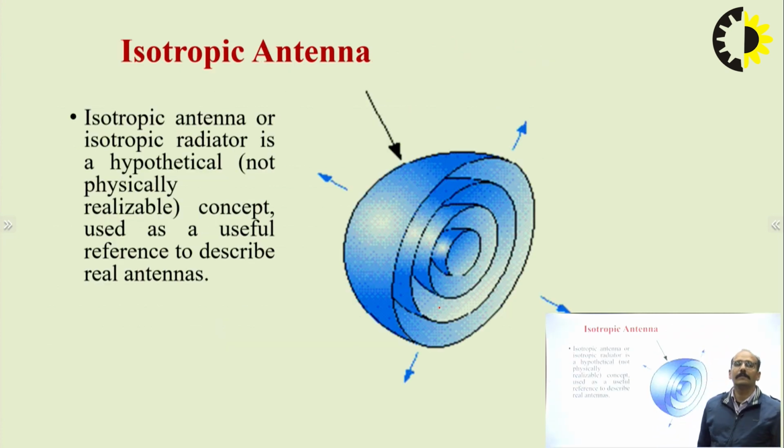Similarly, now we are talking about the isotropic antenna, because whenever we are designing an antenna or finding out the gain or directivity of the antenna, we always have to take a reference antenna. Practically there are many types of antennas, but when we talk about an ideal antenna, that ideal antenna is known as the isotropic antenna. It is a hypothetical antenna which is basically a point source, meaning all the energy you provide to that point source is radiated equally in all directions.